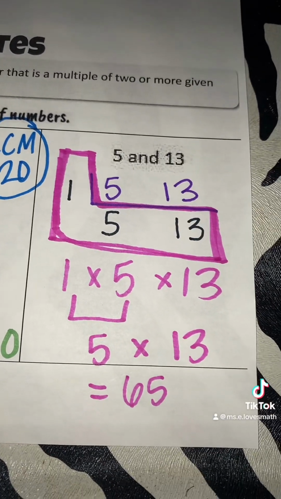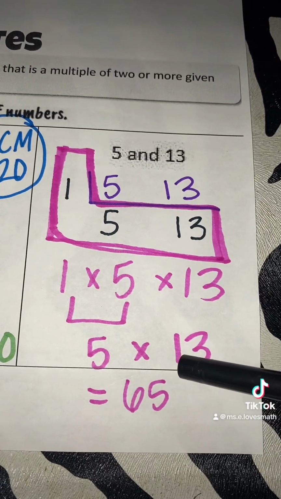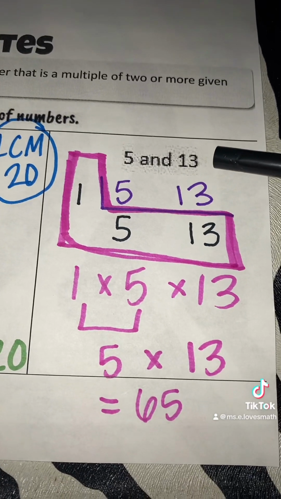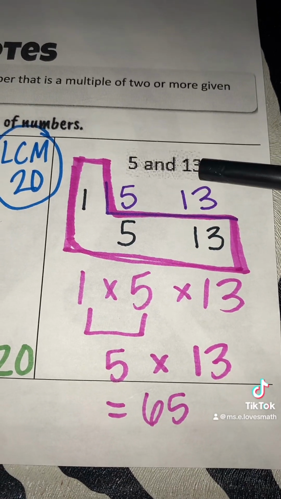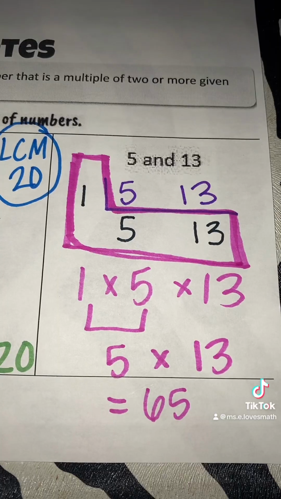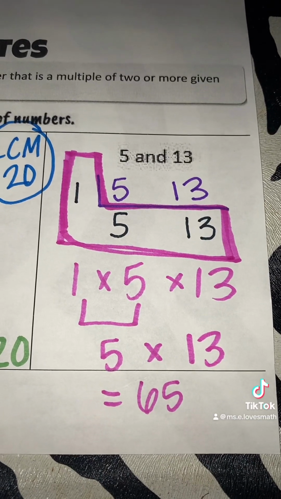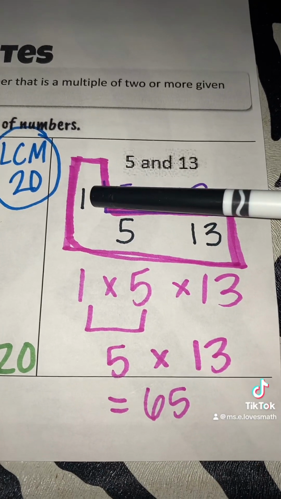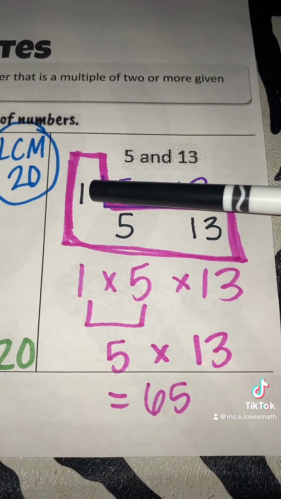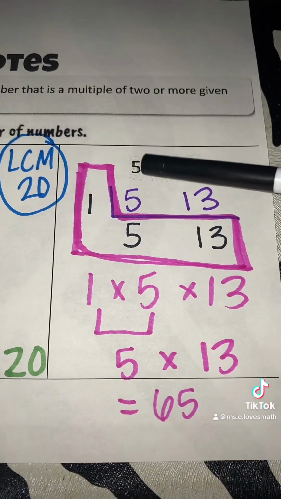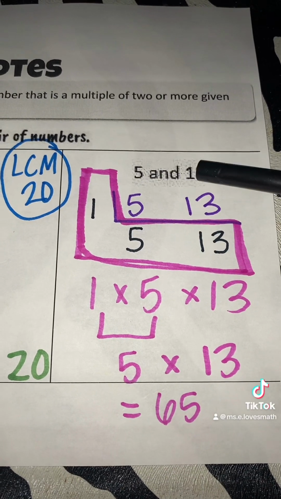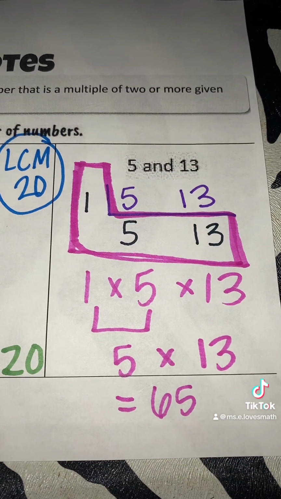If you notice right here, you end up multiplying the two numbers that we started with. So a trick would be, if the only factor that they have in common is 1, you can multiply the two numbers that you start with.